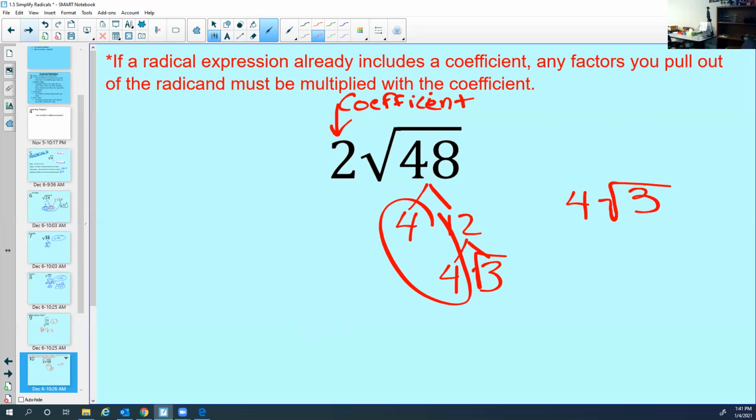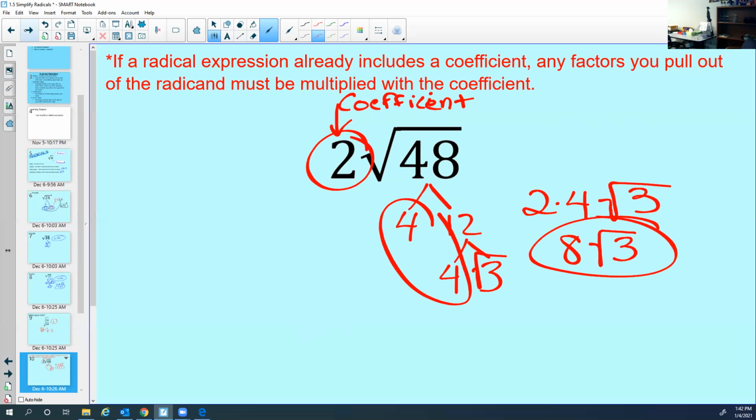But I'm not done because we still have this coefficient here at the beginning. I have to still have that coefficient and multiply it with those 4s that I got. What is 2 times 4? 8 square root of 3. And again, type 8 square root of 3 into your calculator. Type 2 square root of 48 into your calculator. If you get the same decimals, that means you have the same answer and you have the correct answer.